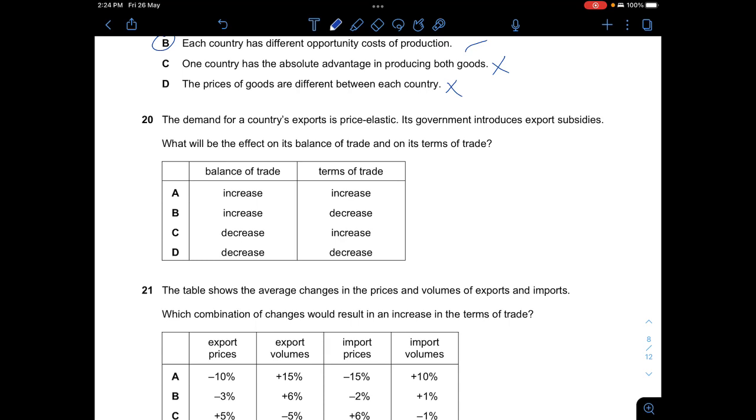Question 20, the demand for a country's exports is price elastic. If the government introduces export subsidies, what will be the effect on its balance of trade and on its terms of trade? Now the government introduces export subsidies, which means that the exports are now much cheaper, and so the balance of trade would increase because your volume of exports will be higher than your volume of imports. So A, B would be the possible answer here. And then it says terms of trade would either increase or decrease. If your price of exports decreases, that means that your terms of trade would become worse because now your import prices are relatively higher than your export prices. So your terms of trade will decrease because of the export subsidies, which will make your country's exports much cheaper. So the answer is B.